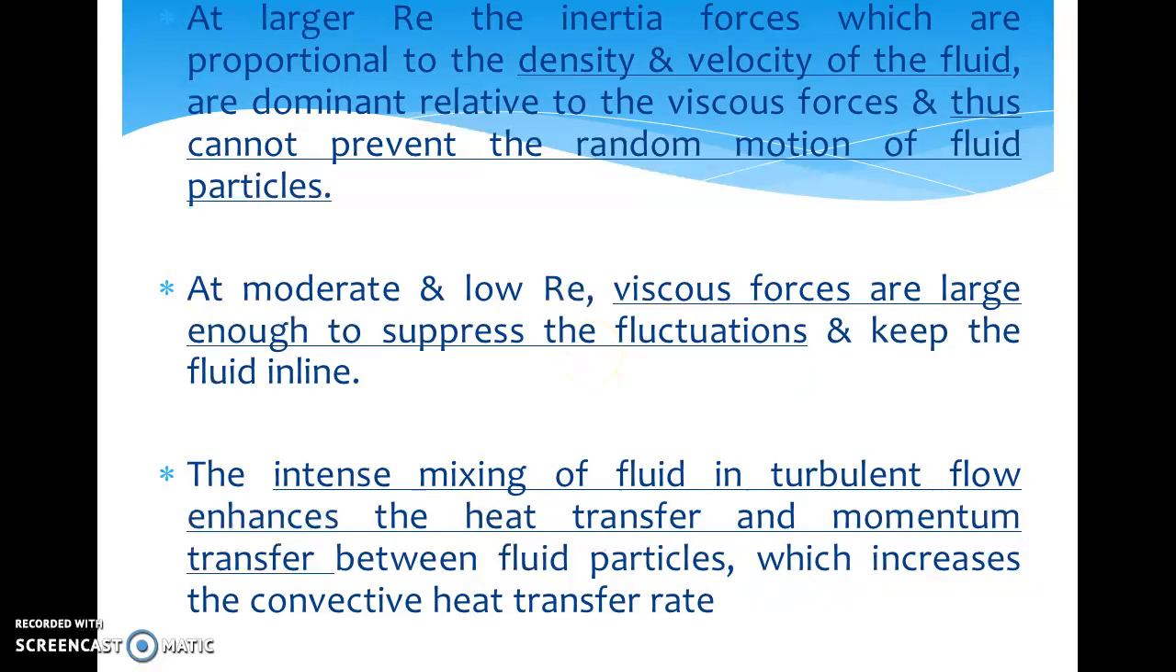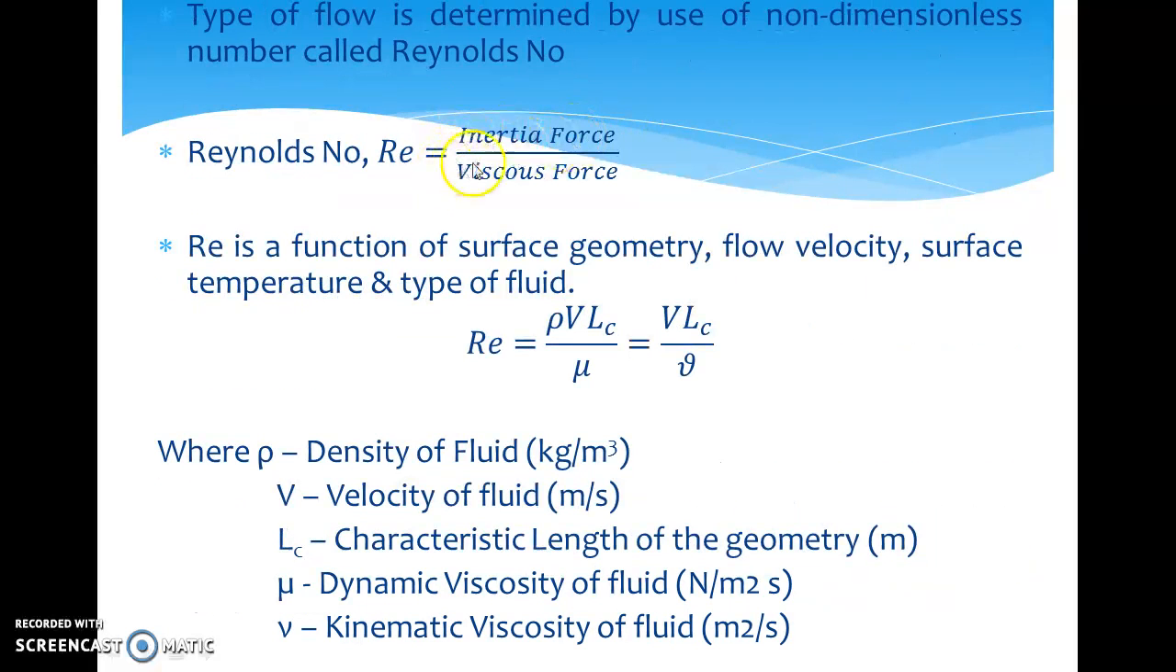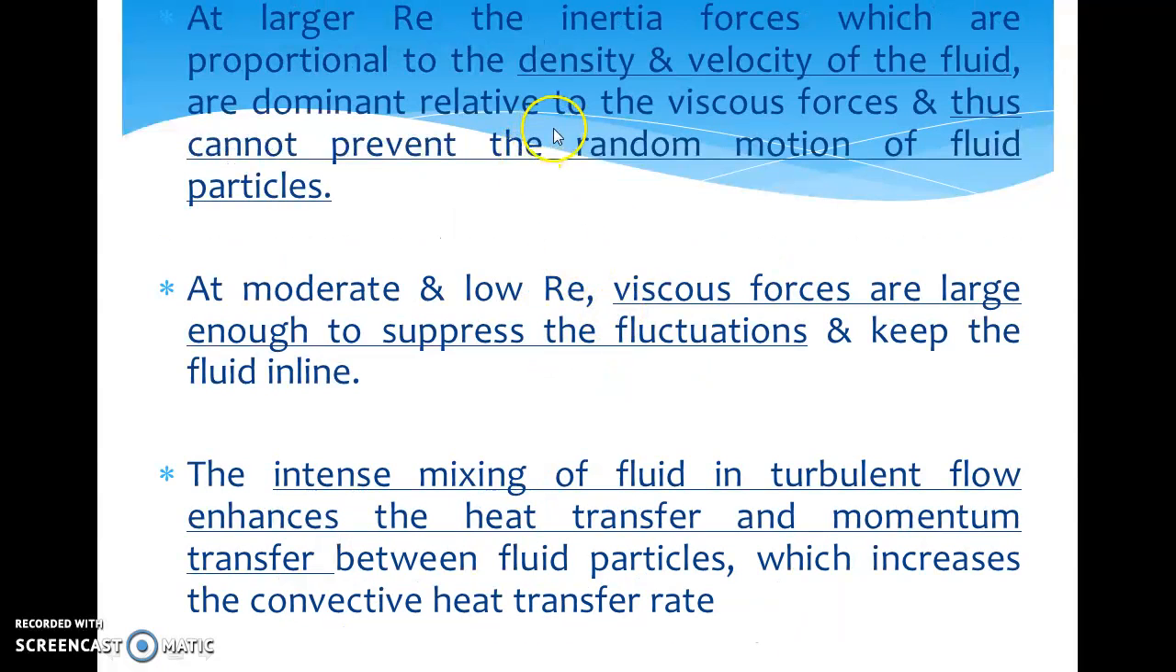Also, the Reynolds number, as we can see here, is the ratio of inertia force to viscous force. When Reynolds number is high, it means the inertia force is high, the numerator is high. Inertia force can be high when the velocity and the density are high. So at larger Reynolds number, the inertia forces, which are proportional to the density and velocity of the fluid, are dominant relative to the viscous forces, and thus cannot prevent the random motion of the fluid particles.